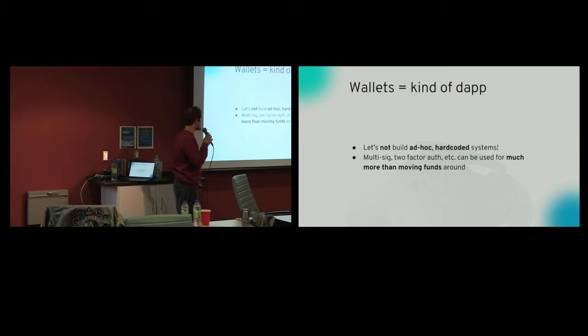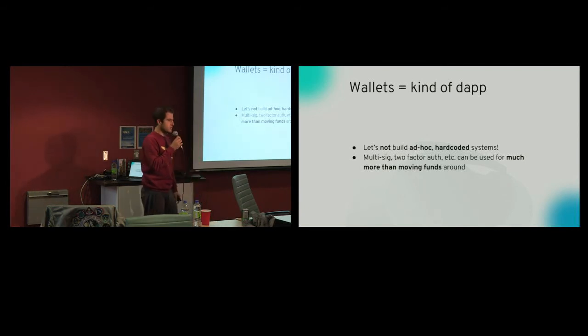So I think it's very important that we acknowledge that we should build the systems to be very abstracted and very reusable. For example, multi-sig and two-factor auth. We've been seeing a lot of this stuff popping up these days, and I think we should build them in a way that is usable for security in general, and not just for moving funds, for example. So I think it's important to treat wallets as a kind of dApp, really.